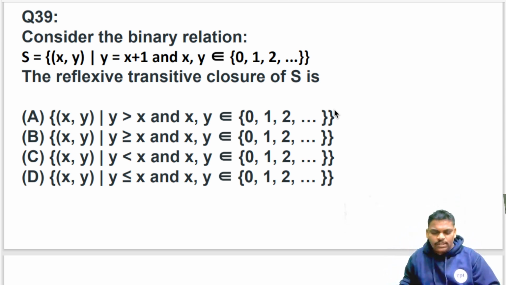Next one, that is also okay. What about C power 4? C power 4 is C square into C square. C square is already B. B into B, what is B into B? A. So do you believe or not?